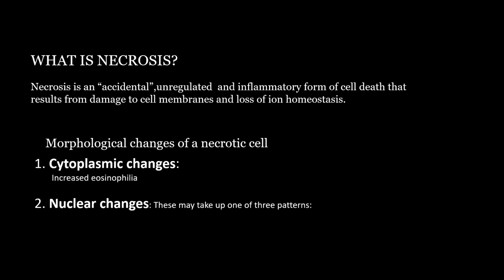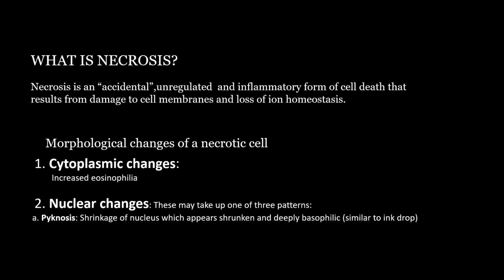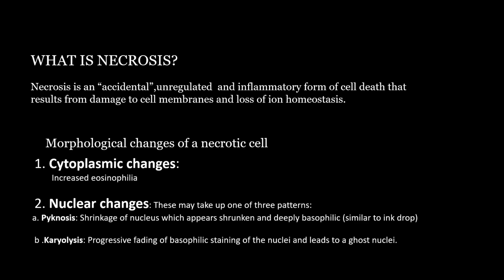So what are some of the nuclear changes that take place as necrosis is happening? These three concepts are very, very important, and I would like you to pay attention to them. The three main changes are pyknosis, karyolysis, and karyorrhexis. So what is pyknosis? What is karyolysis? And what is karyorrhexis? Pyknosis is the shrinkage of the nucleus, which appears shrunken and deeply basophilic. So the shrinking of the nucleus is what we call pyknosis.